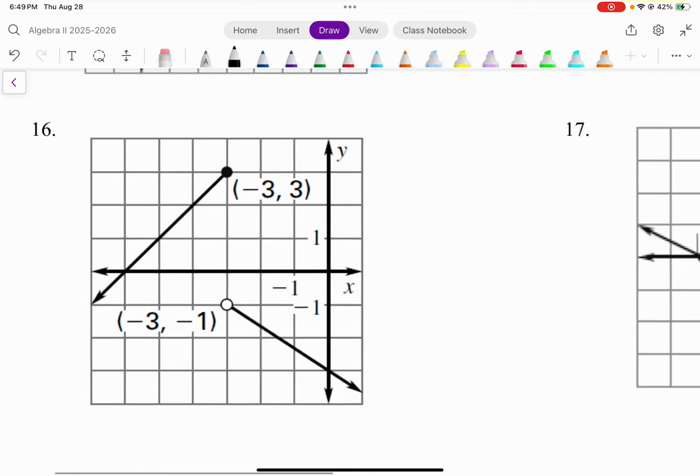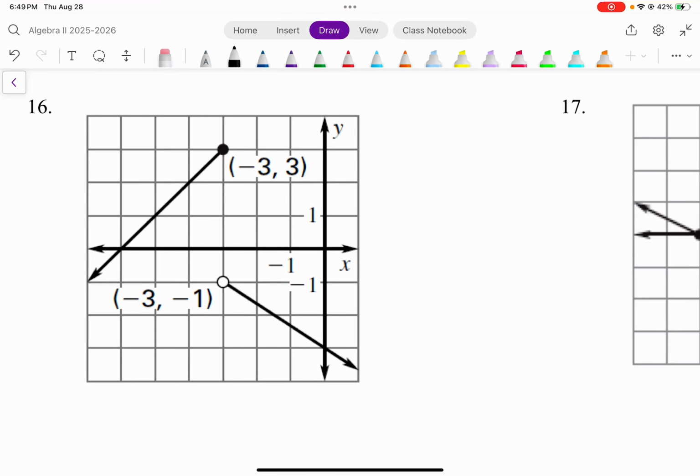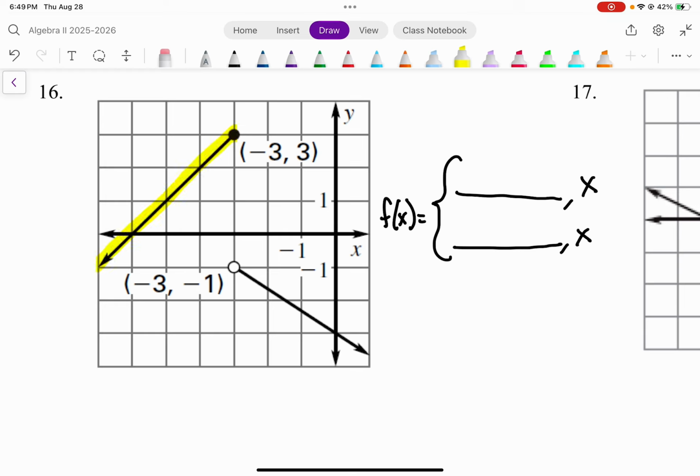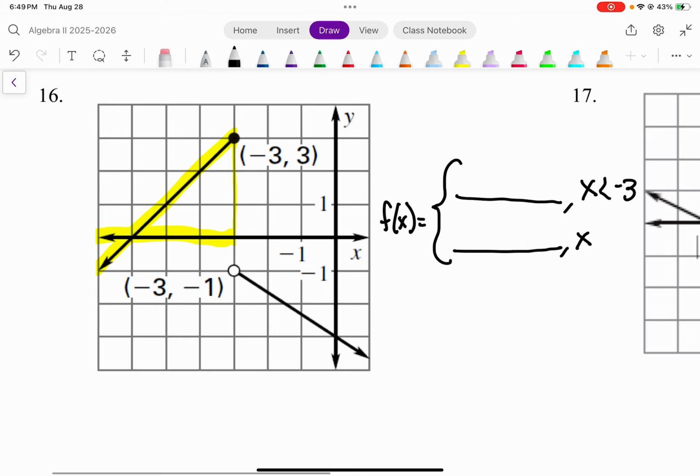All right, number 16. This one, again, is also a piecewise function. So we will start with f of x equals and our bracket. Two equations, because there's two parts, and two inequalities for our x value. The equation on the left is starting at -3. That is going to be the value in my inequality. And this equation is going to the left, which means that x is less than -3. It had the filled in circle, so this one's also going to be equal to.